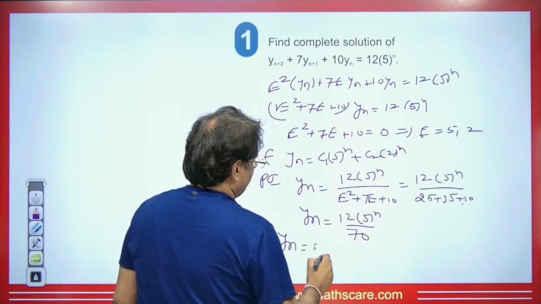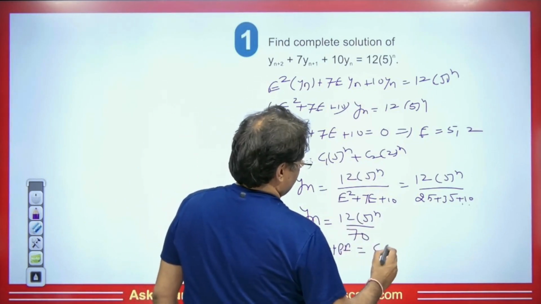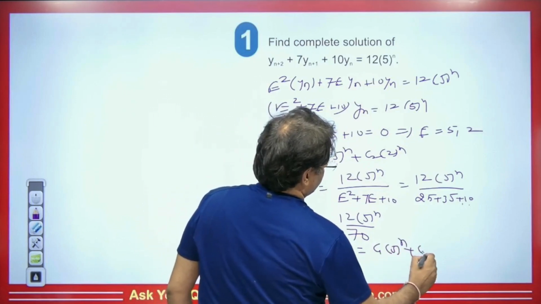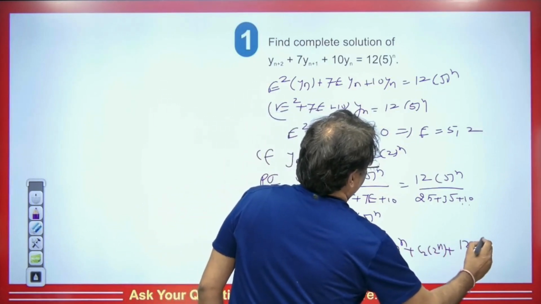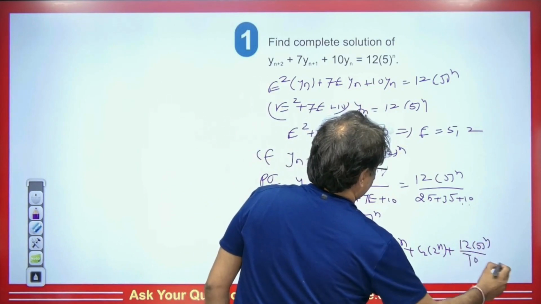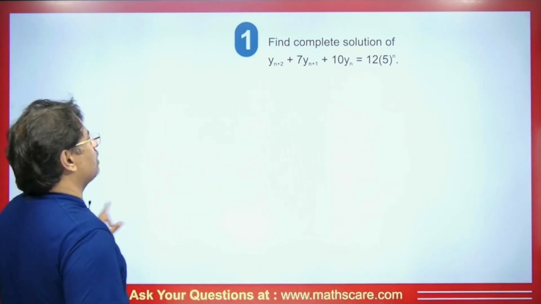So the final answer that we will have is CF plus PI. Here this will be C1 (-5) to the power n plus C2 (-2) to the power n plus 12 into 5 to the power n upon 70. Okay, so here we have the answer of it. And this way we can solve this question very easily.